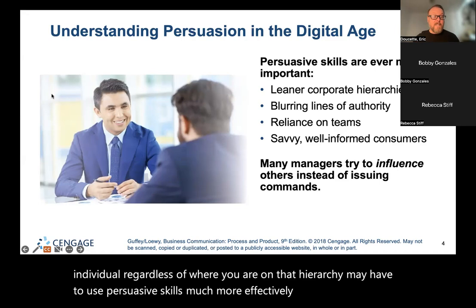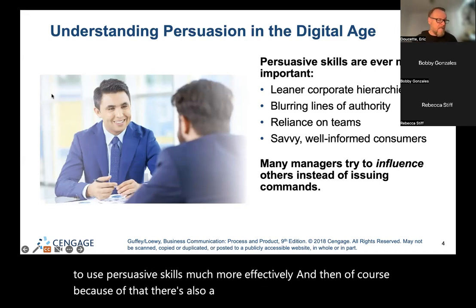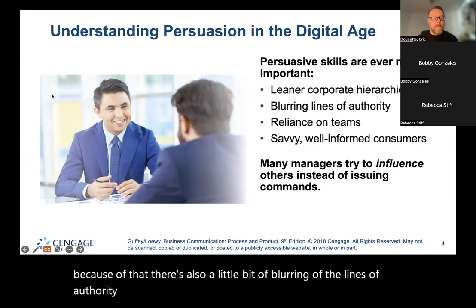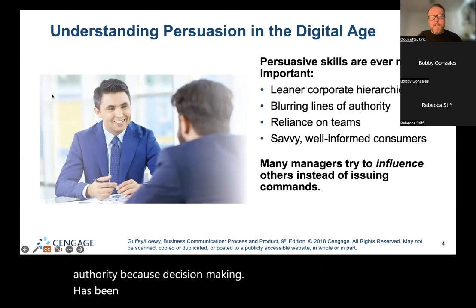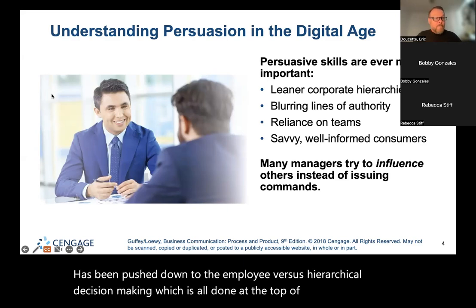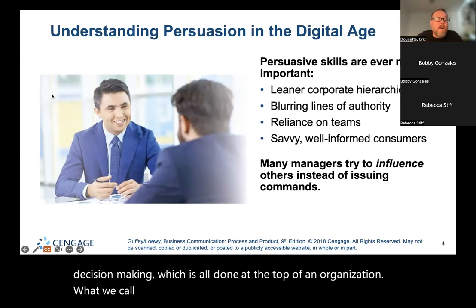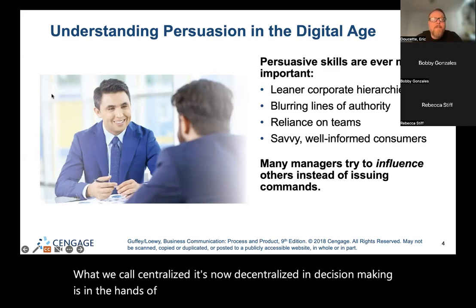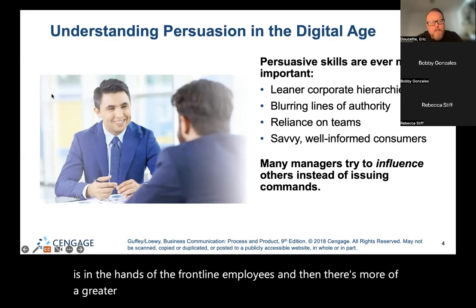And then, of course, because of that, there's also a little bit of blurring of the lines of authority, because decision making has been pushed down to the employee versus hierarchical decision making, which is all done at the top of an organization. What we call centralized. It's now decentralized, and decision making is in the hands of the frontline employees. And then there's more of a greater reliance on teams, which means you have to work with others, which means you have to persuade them.